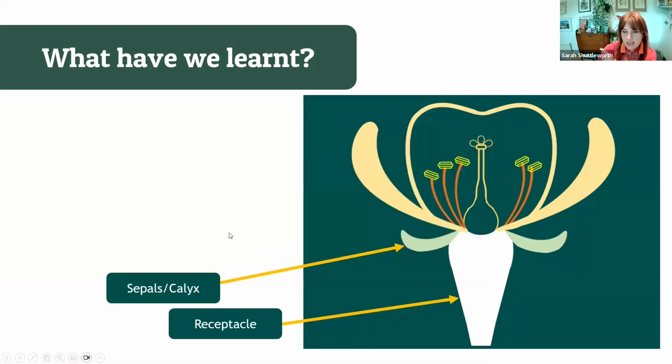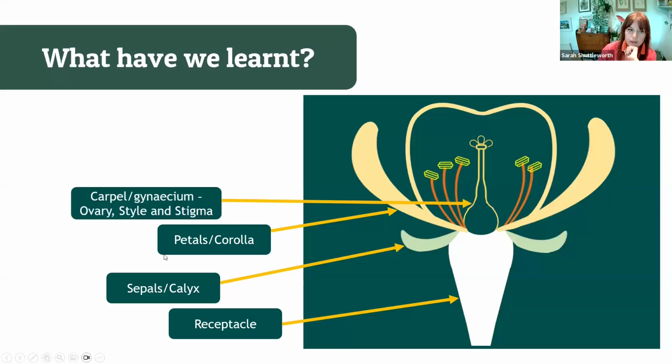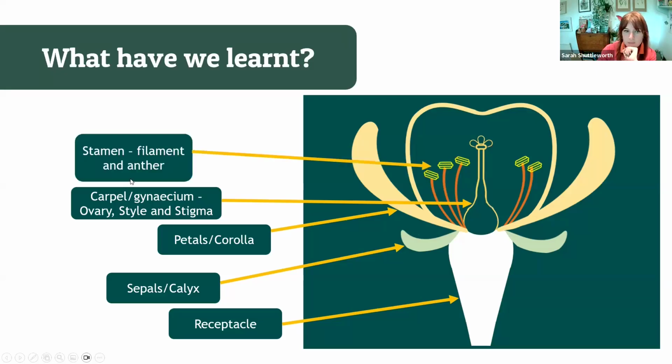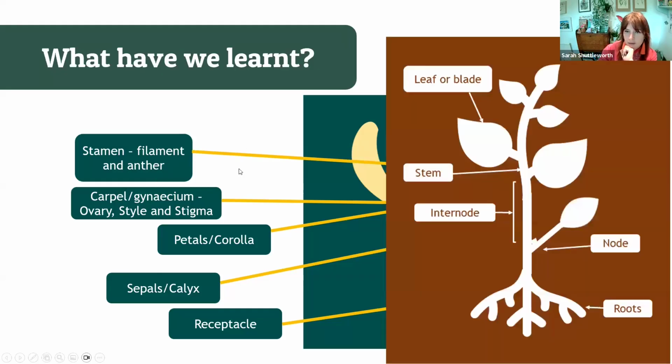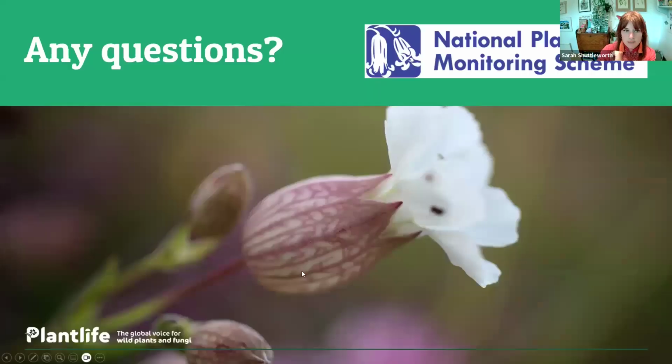We've got the sepals and the calyx there, protecting the bud, and they're supporting the flower afterwards. We've got the petals or the corolla. We've got the carpel, gynoecium, ovary, style, and stigma, all together as the female unit. And then we've got the stamen, which is made up of the filament and the anther. And then we've talked about leaves and the nodes and the internode and the roots and the petiole, the stipules if they're there. And again, that's just the node.